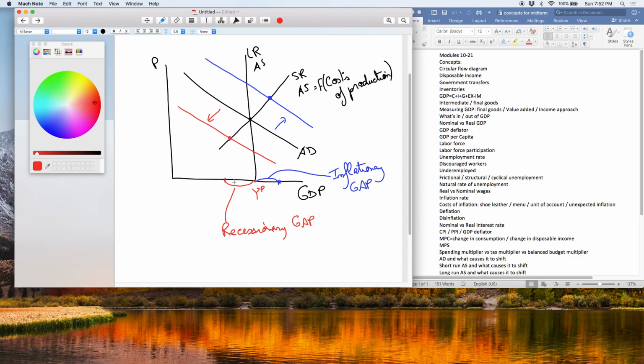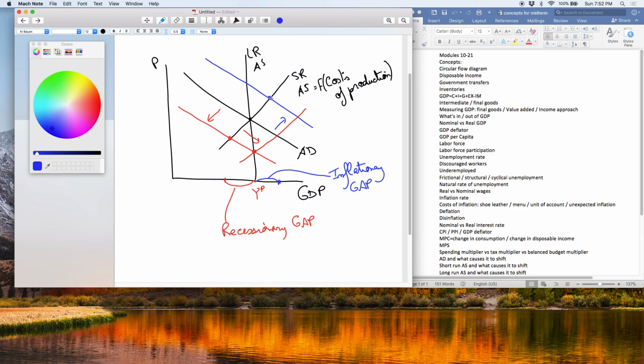What's going to happen is wages are going to fall. When wages fall, the cost of production falls, and that's a good thing for employers. So the short-run supply curve will shift to the right, and you end up back at potential at a lower price level. Okay, this is how the economy would fix itself if you have a recession.